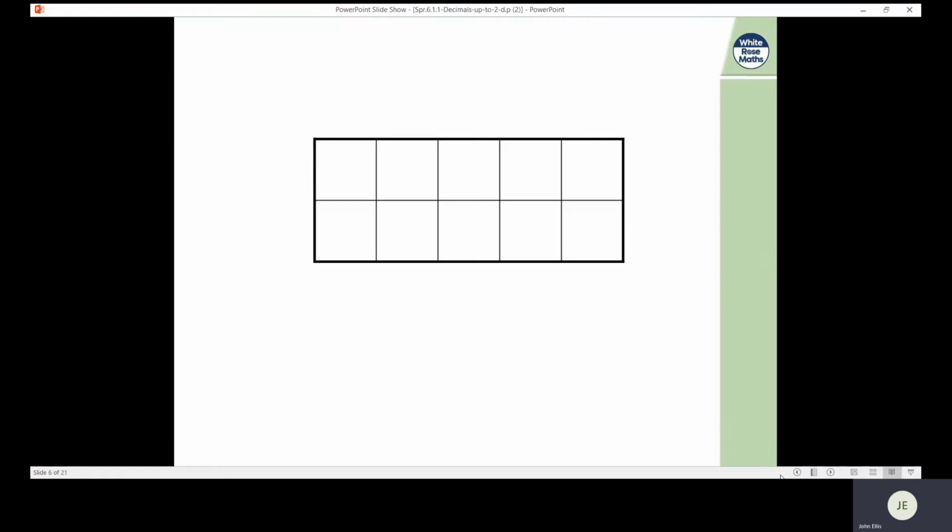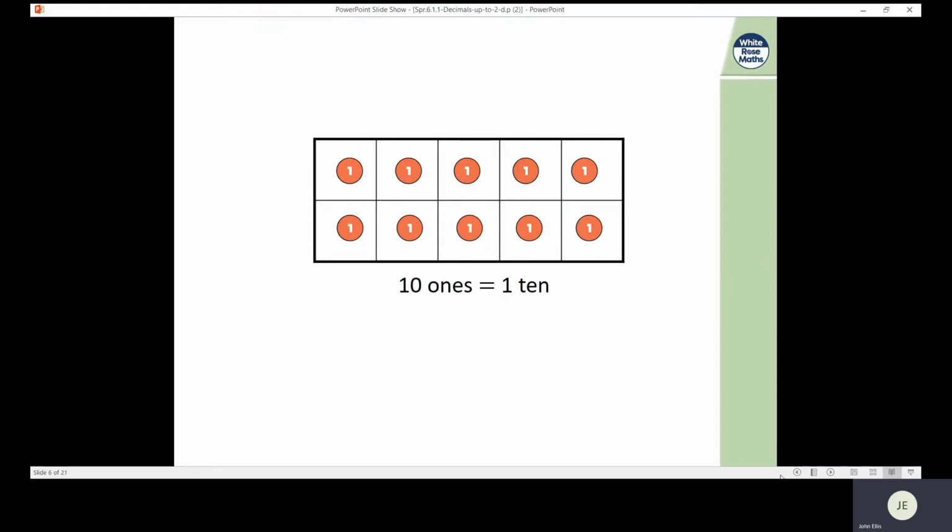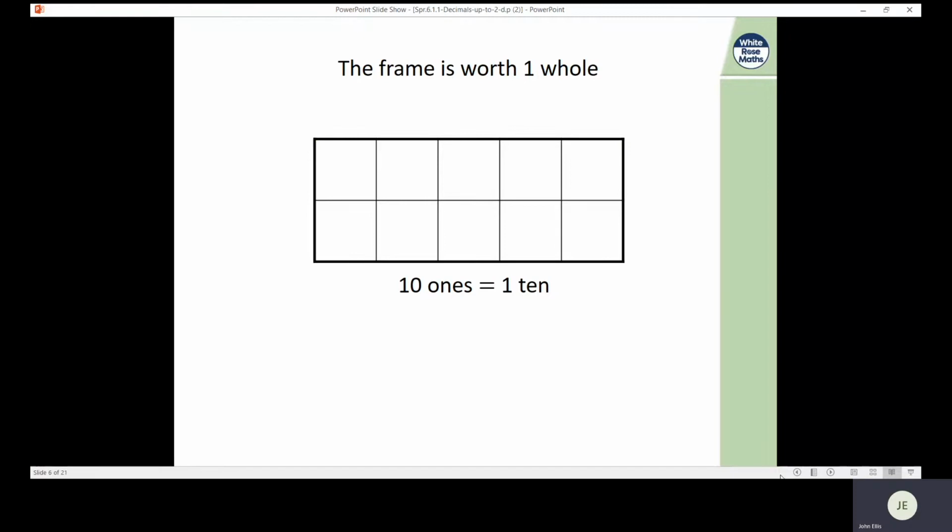So we've got a picture here of some squares. How many squares can you see altogether if you count? I can see 1, 2, 3, 4, 5, 6, 7, 8, 9, 10. So I have 10 ones. Okay, so 10 ones equals 1 ten, as you know. Now I'm going to turn this to mean 1 whole. So now this is going to mean 1 whole. And what would each square be worth? If this was 1 whole and we were doing it in tenths, what would each square be worth?